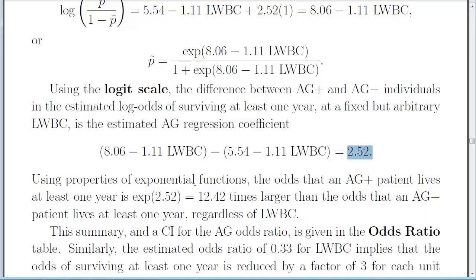So using the properties of the exponential functions, the odds that an AG positive patient lives at least 1 year is e to that number, 2.52, which is 12. 12 times larger than the odds of an AG negative person, regardless of what their white blood cell count is. So you definitely want to be in the AG positive group here, because your odds of surviving are 12 times better than the AG negative. So that's sort of a statement of probability, but it's on the odds scale. The odds being probability of success divided by the probability of failure.